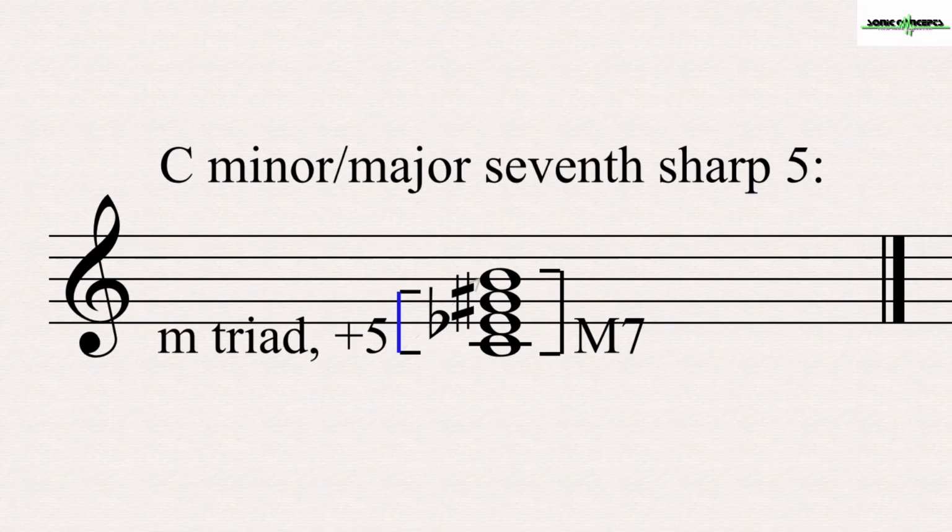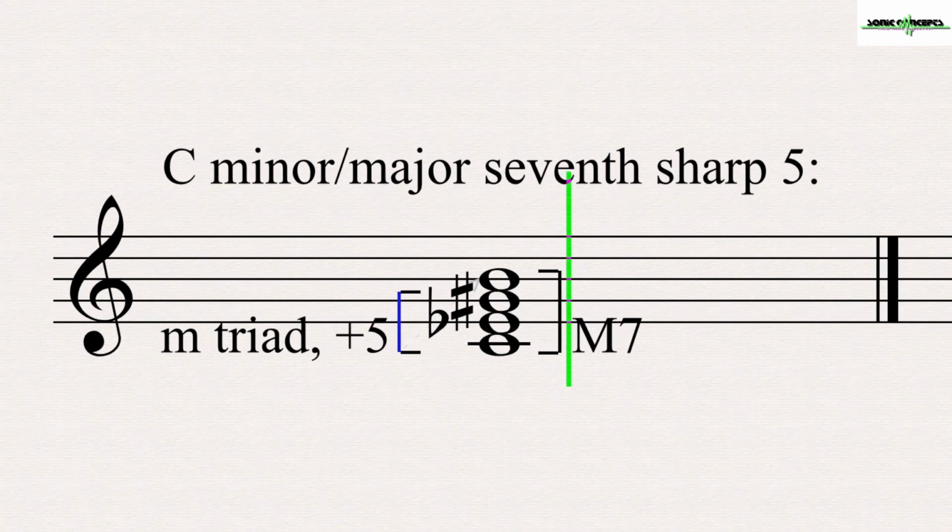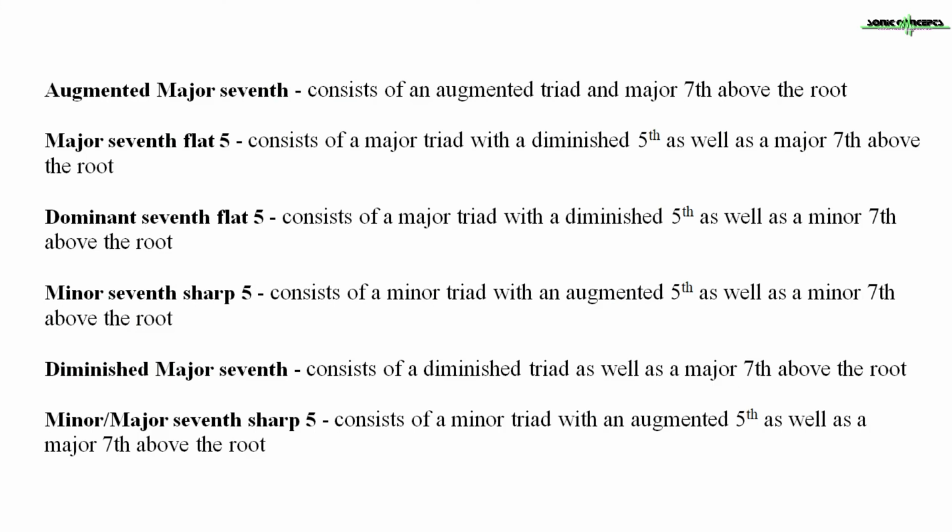And finally, the minor major 7th sharp 5 chord consists of a minor triad with an augmented 5th as well as a major 7th above the root. Here's how this sounds. And here are the formulas to construct these other 7th chords.